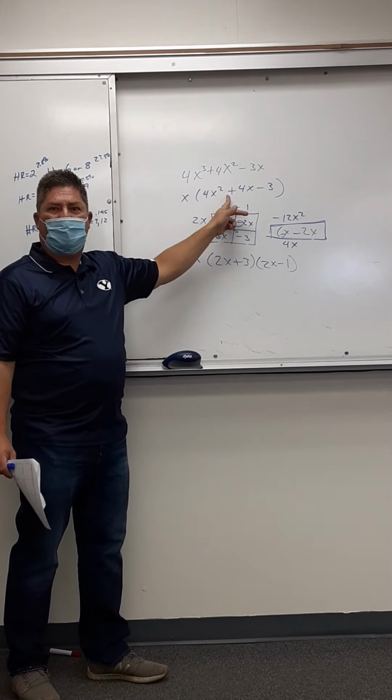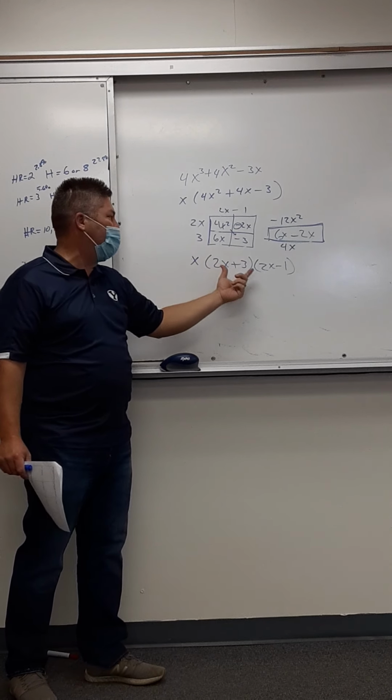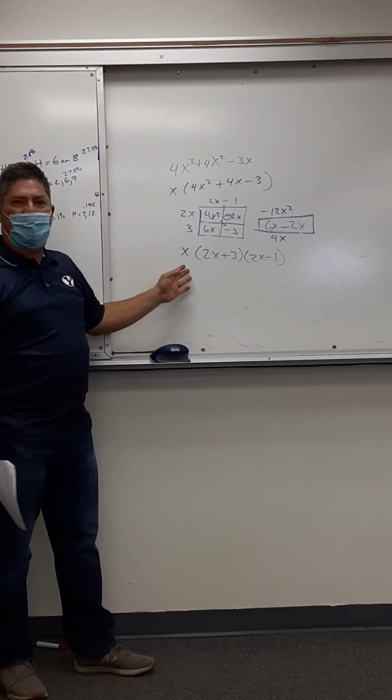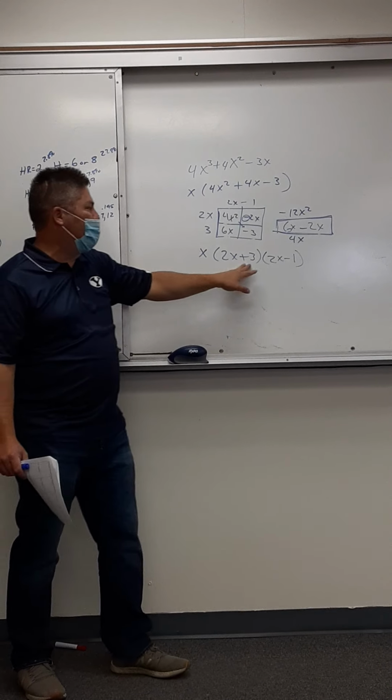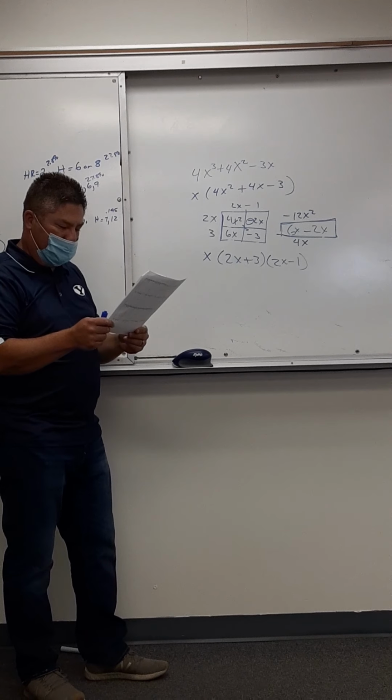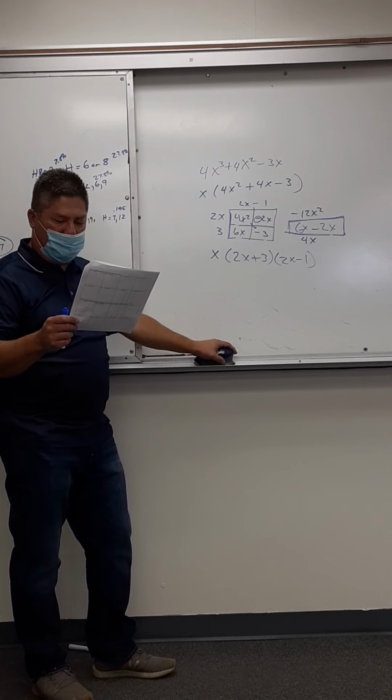Okay, and it should. If you did this part right, if you did the box right, this should multiply to be that original equation. Now, if I was setting this equal to 0, I'd set each one of these equal to 0 and solve. We'll do that in a minute. Okay? In fact, we're going to do that very next. Okay, let's look at number 20.